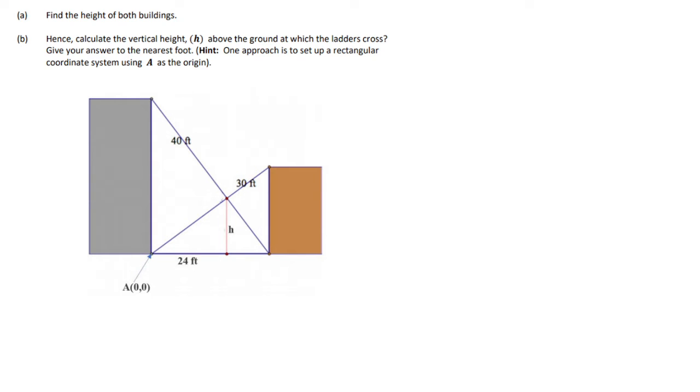Let's find the height of both buildings. So here we have two right triangles, and let's look at the left one here. The key to solving this is to use the Pythagorean theorem, or you can use Pythagorean triples. One of the triples that you should know is 3, 4, 5.